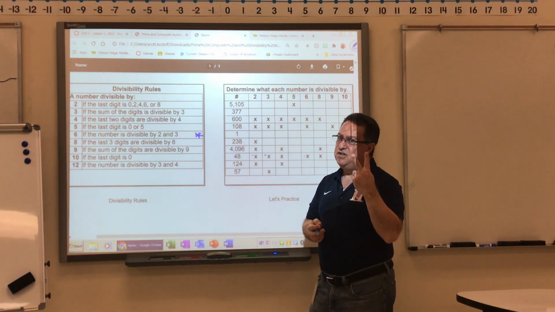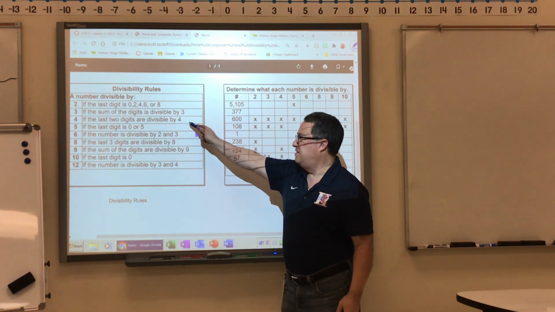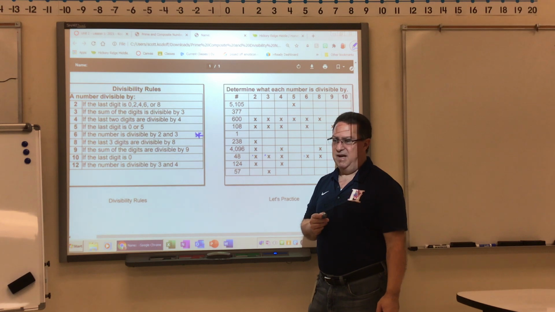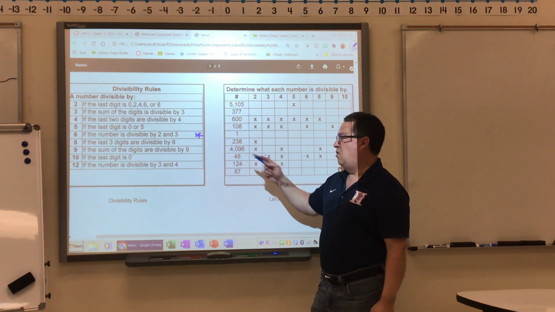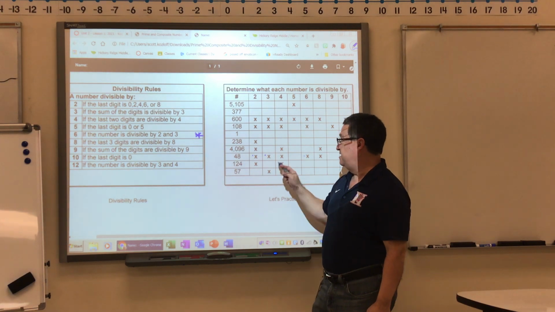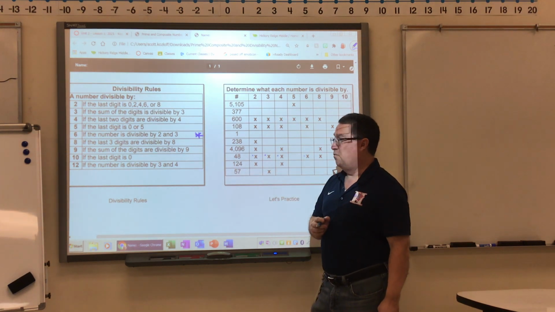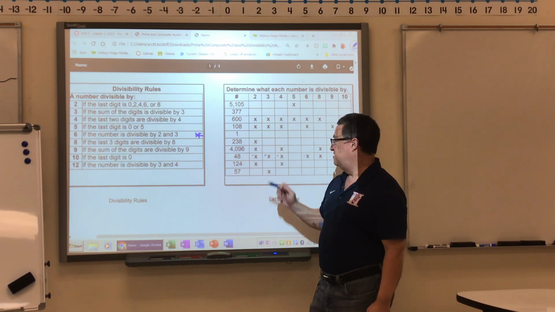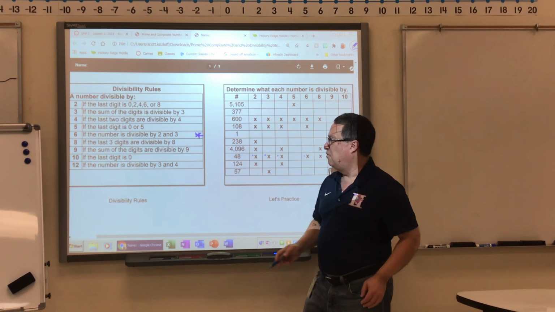Then we go back up here to 4. If the last 2 digits are divisible by 4, then the whole number is divisible by 4. And if there are only 2 digits in the number, then you use those 2 digits. And of course, 48 is divisible by 4. That would be 12 times. So it's also divisible by 4.